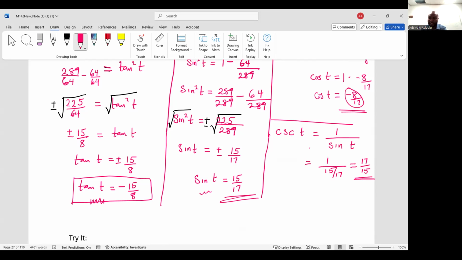And lastly, cotangent of T is the reciprocal of tangent of T. So that is 1 divided by tangent of T, which is negative 15 over 8. So that will give us negative 8 over 15. Yes, and we are done.